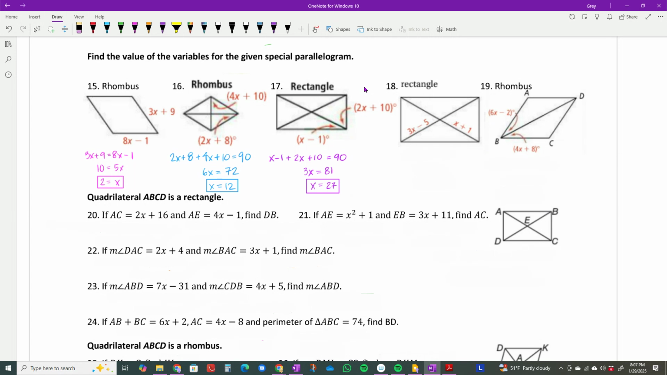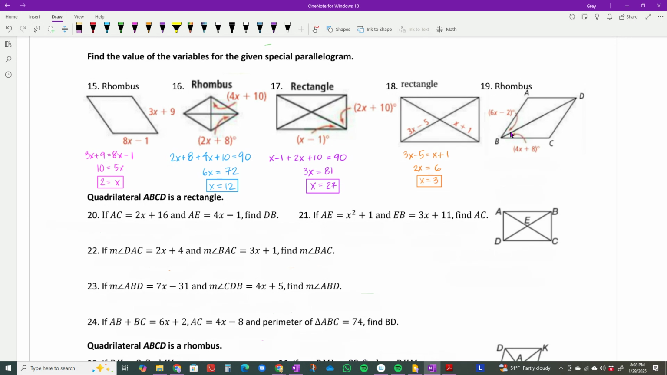Number 18 is a rectangle. In a rectangle, the diagonals are congruent. In a parallelogram, the diagonals bisect each other. So that means all 4 of these have to be equal to each other. So my setup is just going to be 3x minus 5 equals x plus 1. On the left, 2x equals 6, and x equals 3.